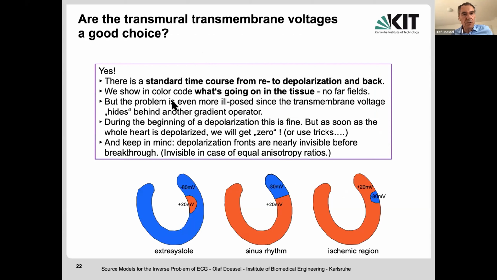Are the transmembrane voltages a good choice? Yes, I would say yes. There is a standard time course from repolarization to depolarization. We show what's really going on in the tissue, and in principle we do not see far fields. But the problem is that as soon as the whole heart is depolarized, we get to zero, or we use some tricks. And keep in mind, the depolarization fronts are nearly invisible before breakthrough, because the transfer matrix is very bad.